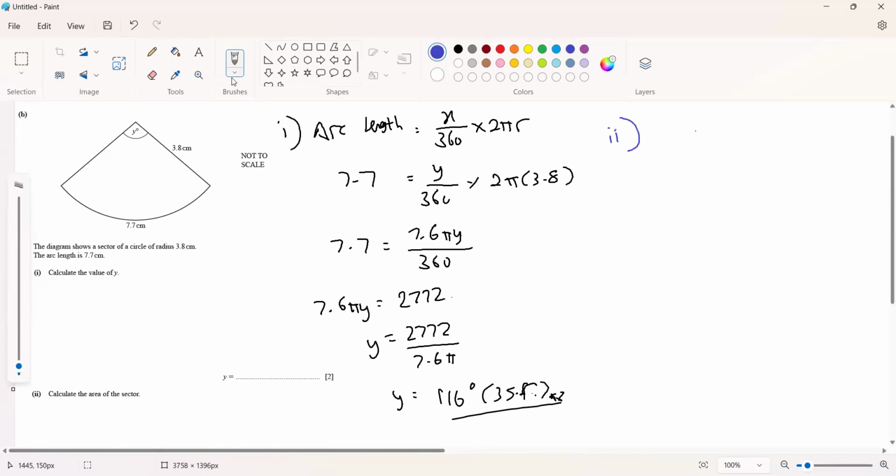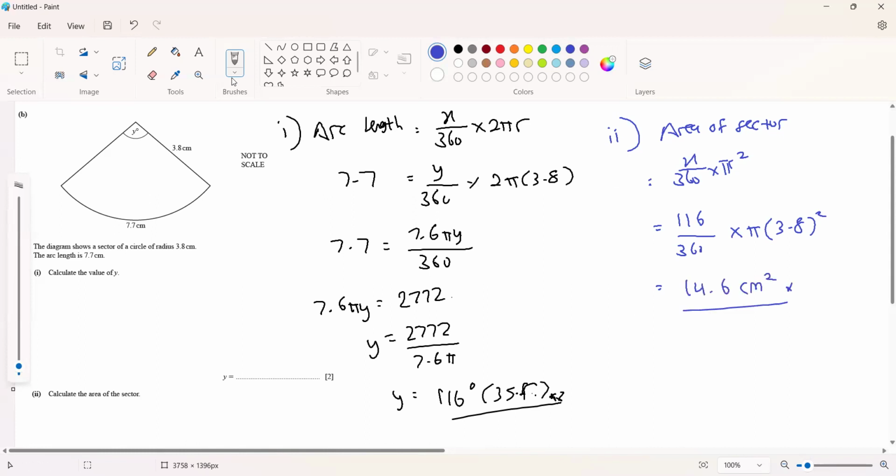Part 2 is the area of the sector. So area of sector is simply x over 360 times pi r squared. So using the angle that we got earlier, 116 over 360 times pi times radius squared. So that is 116 over 360 times pi r squared, which is 14.6 cm squared. Right. So that's part 2 complete as well.